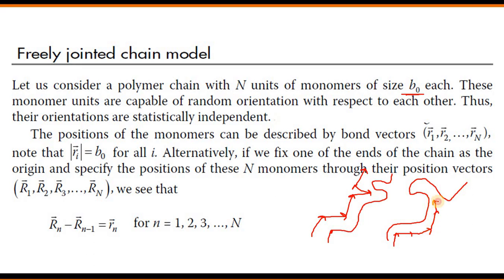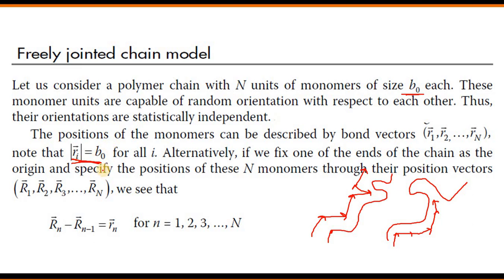You make it a piecewise linear distribution of small bond vectors which we call R1, R2, R3, up to Rn, because there are n of them. Note that all of them have equal length. The modulus of Ri, the length of Ri, is equal to B0 for all i, because they are all the same monomers we are considering. So all of them are of the same length.